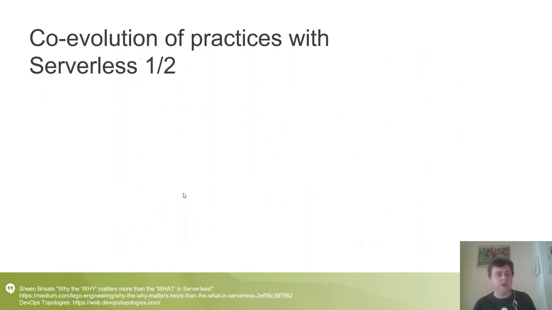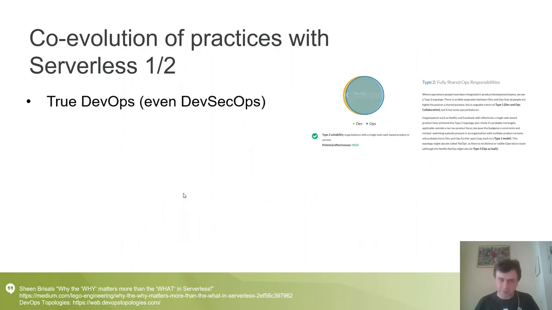As already mentioned, you will have DevOps. There is a link below to the DevOps Topologies, where they explain the right and wrong DevOps topologies, the failure patterns that people fall into. And probably the right topology in the serverless world is that dev and ops are really interchangeable. They are working together. They are sharing their responsibility.